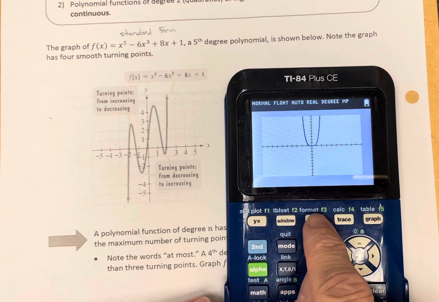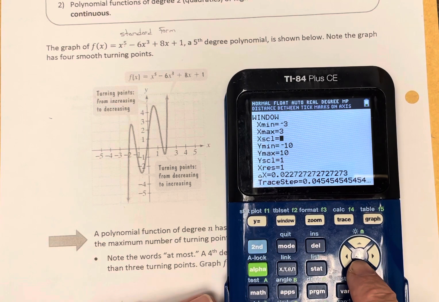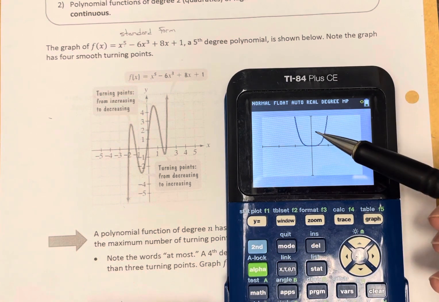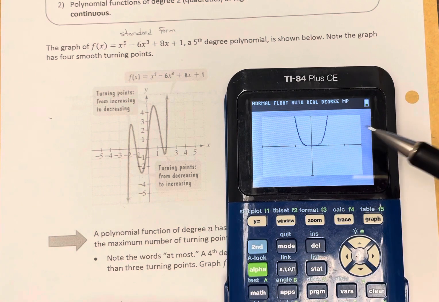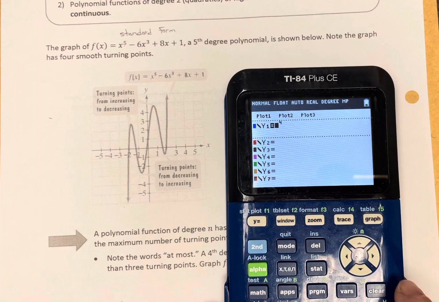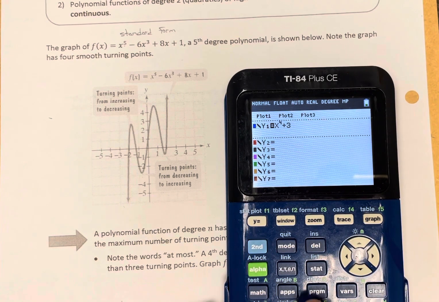If we want to zoom in, I'll go to my window and go between -3 and 3 on the x-axis and between -1 and 1 on the y-axis. You can see here that it flattens out, but that is 1 turning point for this fourth degree polynomial. Let's take a look at our other example, which was x to the fourth plus 3x cubed.